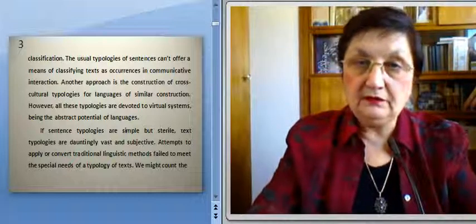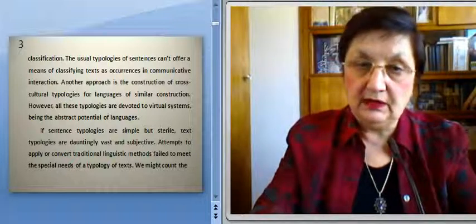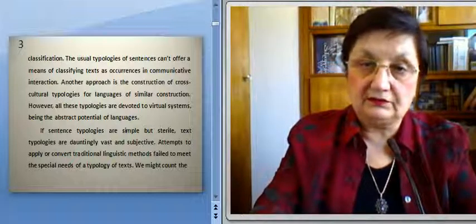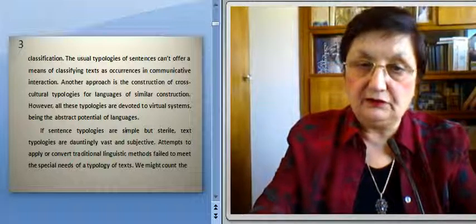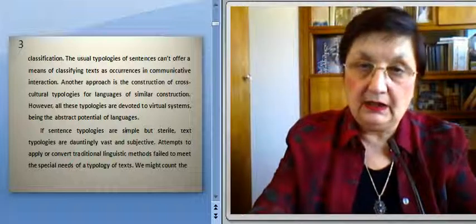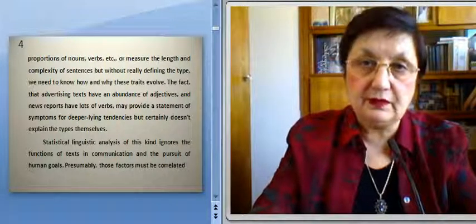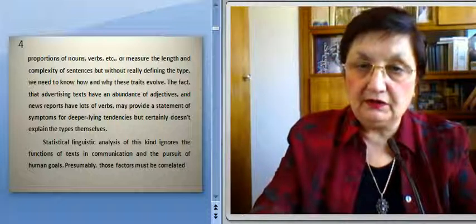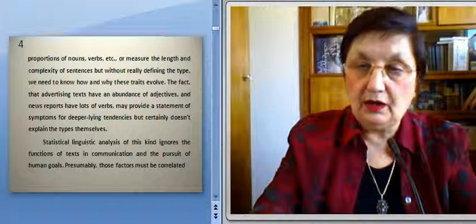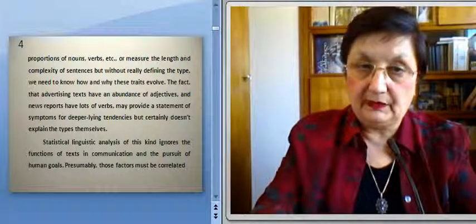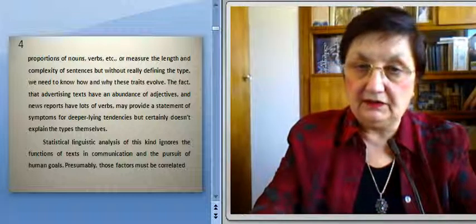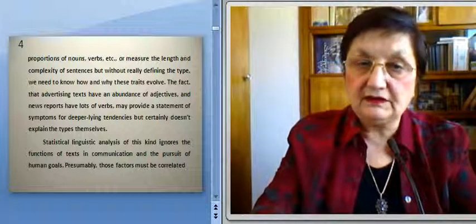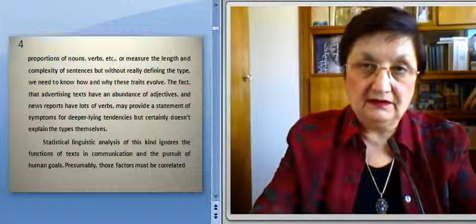If sentence typologies are simple but sterile, text typologies are dauntingly vast and subjective. Attempts to apply or convert traditional linguistic methods failed to meet the special needs of a typology of texts. We might count the proportions of nouns, verbs, etc., or measure the length or complexity of sentences, but without really defining the type. We need to know how and why these traits evolve. The fact that advertising texts have an abundance of adjectives and the news reports have lots of verbs may provide a statement of symptoms for deeper-lying tendencies, but certainly does not explain the types themselves.